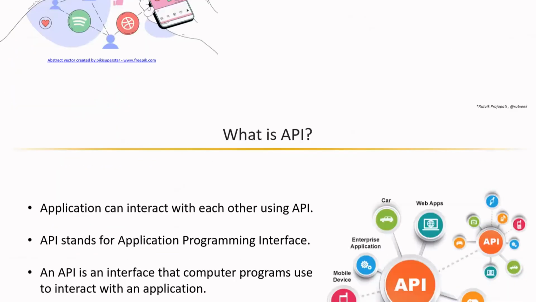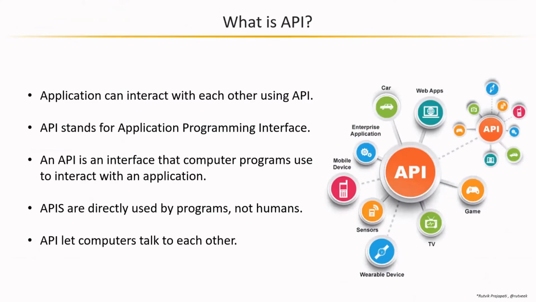Similarly now, with the advancement in technology, we have more and more smart appliances like cars, enterprise applications, mobile devices, sensors, smart home appliances, and wearable devices, and all these computer applications and machines want to interact with each other. For example, you have a mobile device and a smartwatch. Whenever you get a phone call on your mobile, you get that notification on your wearable device, right? So how do these machines interact with each other? They interact with each other using the API.